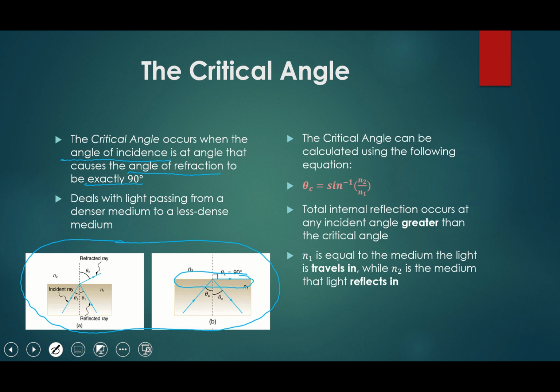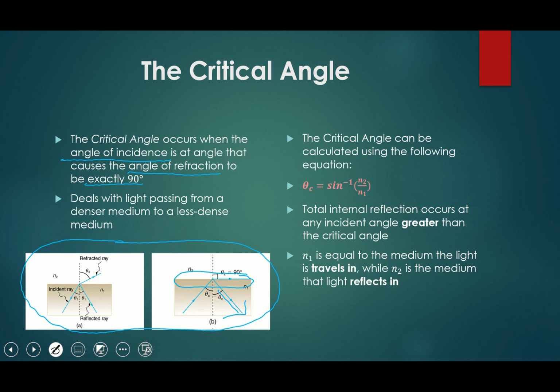And because of that, the light is not escaping, or rather it's being reflected back into the medium, as you can see. So in a case like this, all of the light that would be leaving is going to be trapped inside the medium.